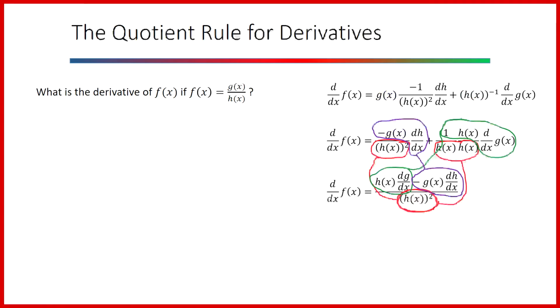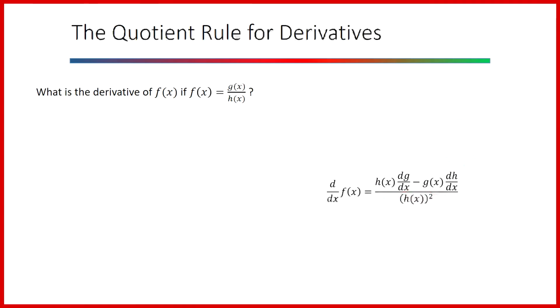This is the quotient rule for derivatives. If f of x equals g of x over h of x, then the derivative of f of x equals h of x times the derivative of g of x minus g of x times the derivative of h of x, all divided by h of x squared.